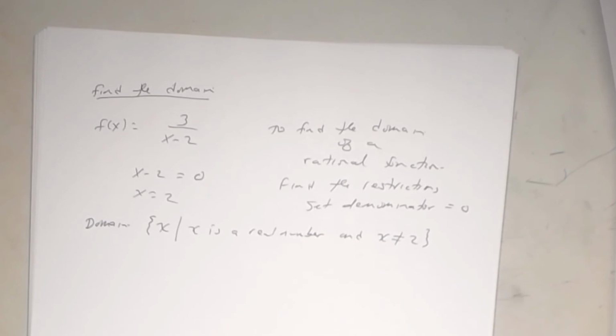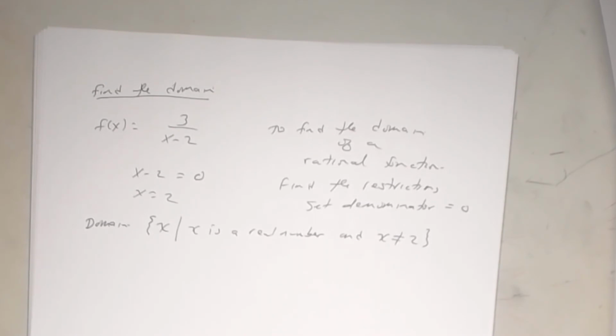So as you do this, to find the domain of a rational function, you're going to take the denominator and find out where it is 0. And then your domain will be every number except those numbers.